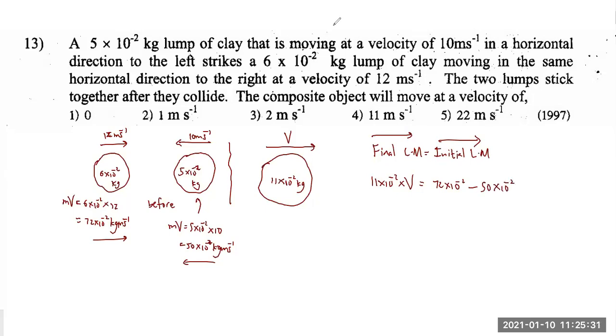Right, we are almost there. Now, when you have 10^-2 everywhere, you can get rid of that. So finally, here we have 11v. On the right side, I have 22. Therefore, velocity will be equal to 2 m/s. So the answer for this question is the third option. Even if you have marked the velocity in the opposite direction, you will still get the correct answer, but with a negative sign for v. So no problem there.